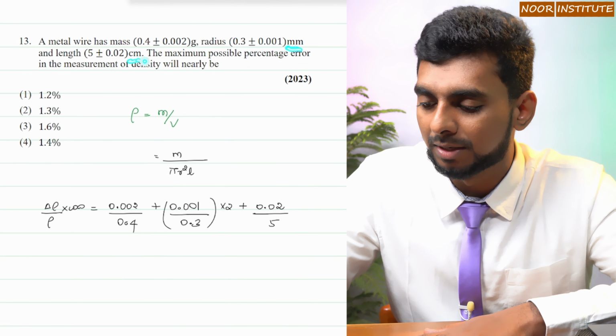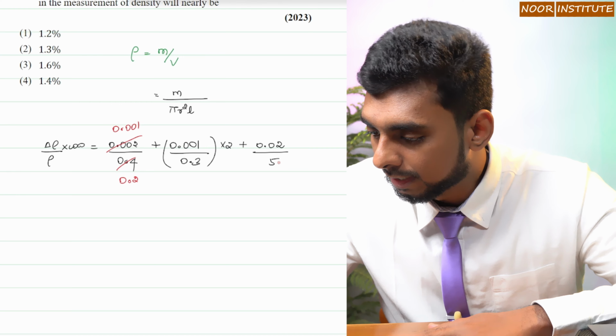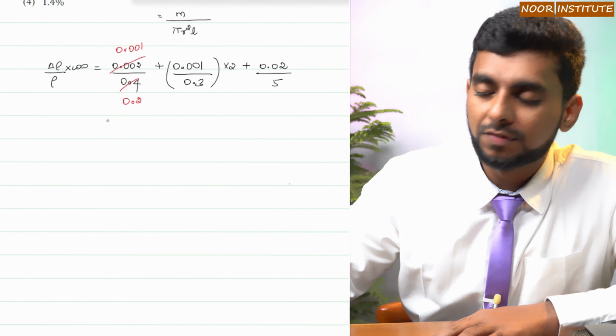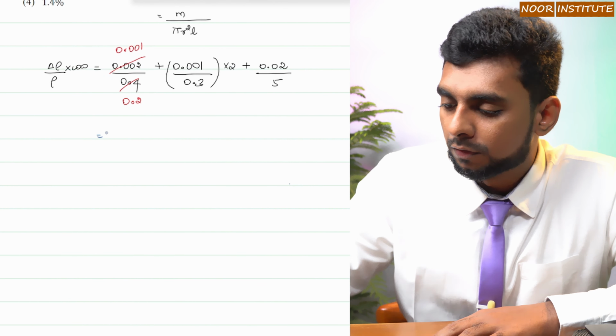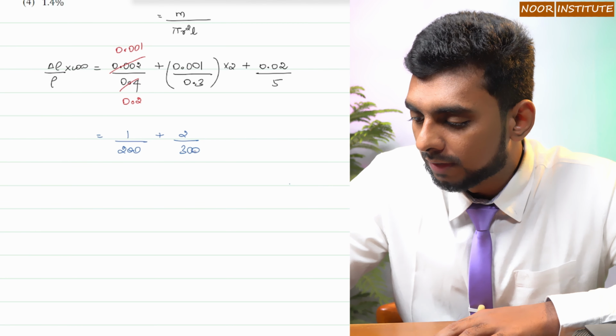So let's do the math. If I cancel it out, I'll have 0.4, and then 0.001 divided by 0.2 for the first one. Here I will not be able to cancel out anything, and for the second term that is not possible. Next, if I do the math, I'll get the answer straight away. For the first term, it will be 1 divided by 200, and for the next term, if you move the decimal places, you'll have 2 divided by 300.